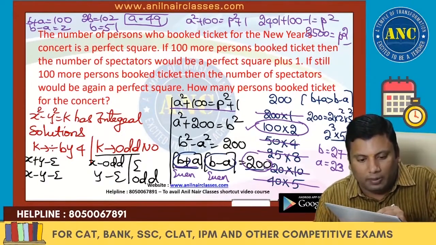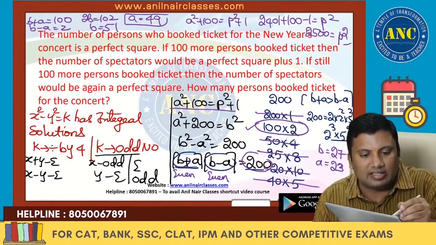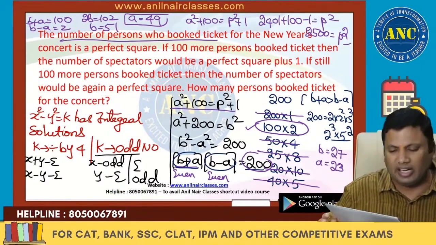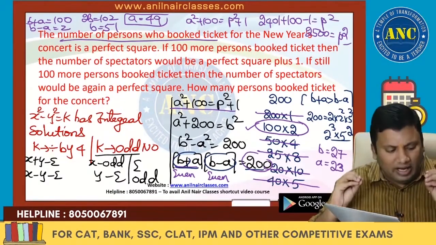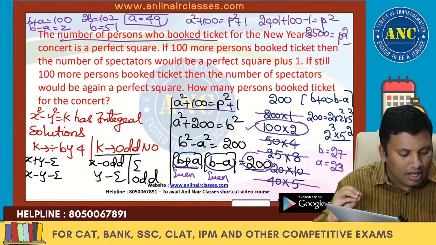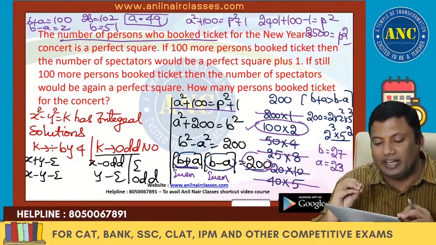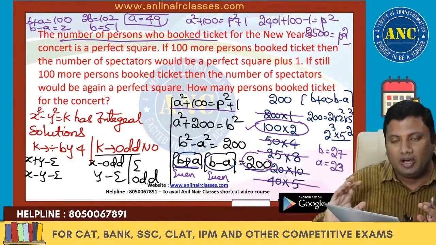So how many people have booked the ticket? a is the number of people who booked the ticket. 49 people have booked the ticket. Very easy question, very number system based question. Only thing, students get intimidated because of the length of the question.